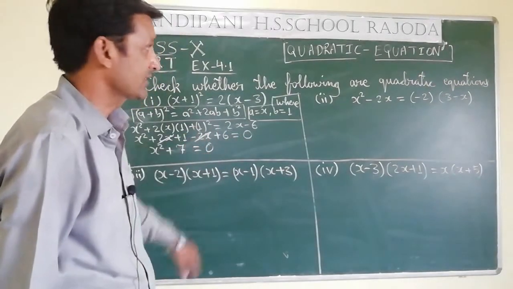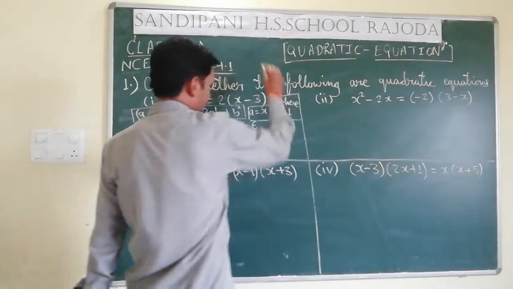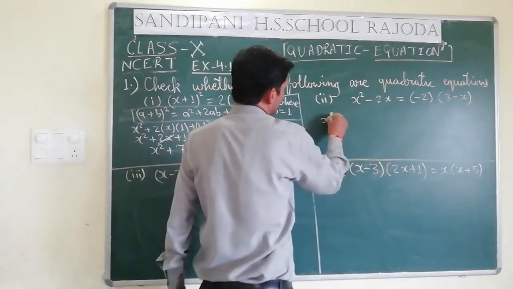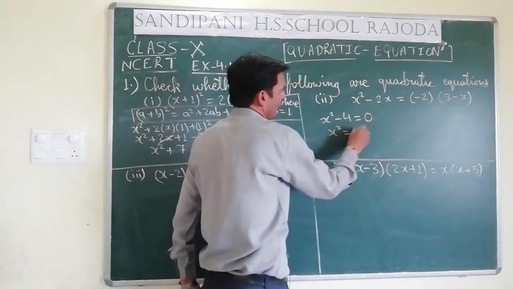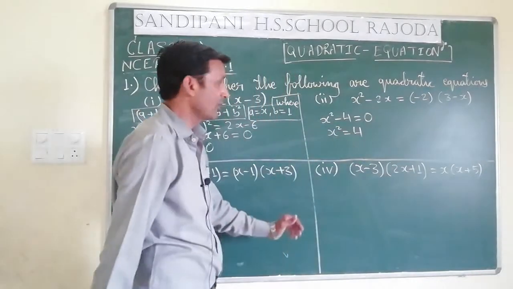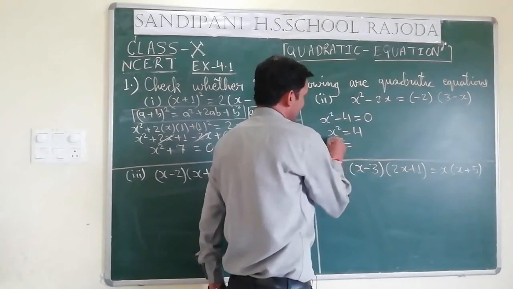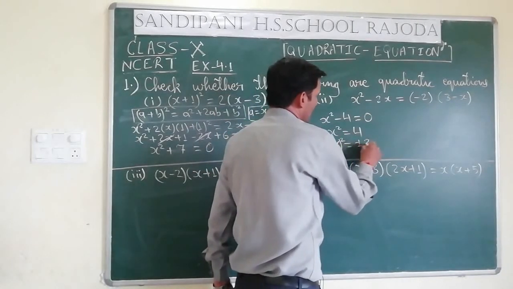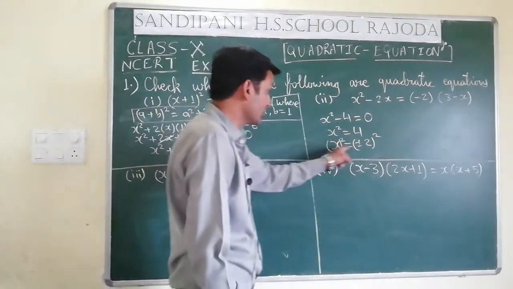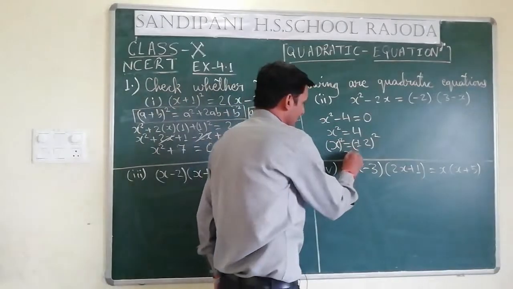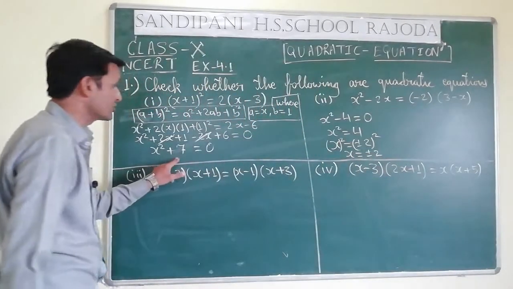Let us see one example. Suppose I take x square minus 4 is equal to 0. So, it will be x square is equal to 4, which means x is equal to plus minus 2. It is not having a coefficient of x, but still it is having 2 values. So, x is equal to plus minus 2. Like that only, this is also a quadratic equation.